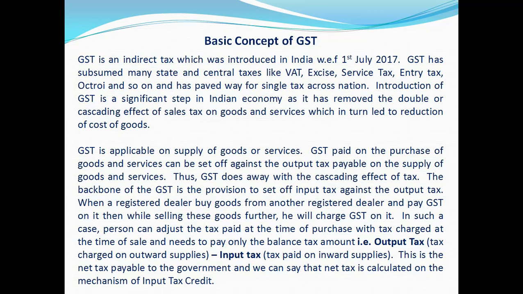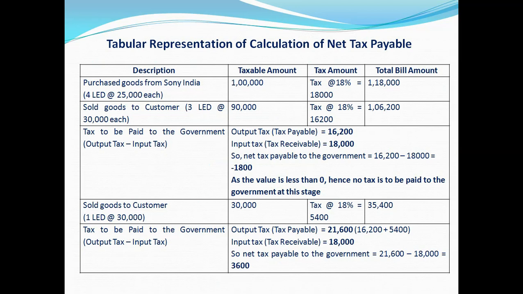One more term that arises here is net tax payable. Net tax payable is the output tax, that is tax charged on output supplies, minus input tax, that is tax paid on inward supplies. This is the net tax payable to the government, and we can say that net tax is calculated on the mechanism of input tax credit, that is ITC. So the basic mechanism, you can say the backbone of GST, is its provision to set off input tax against the output tax. On the screen, you can see a tabular representation of the calculation of net tax payable.